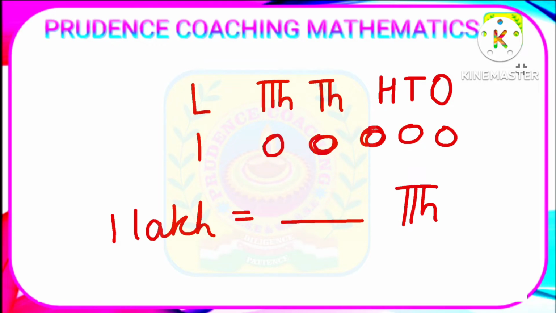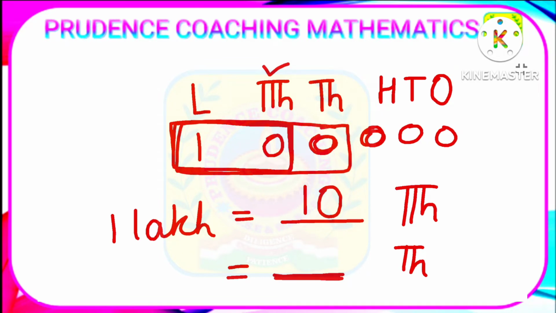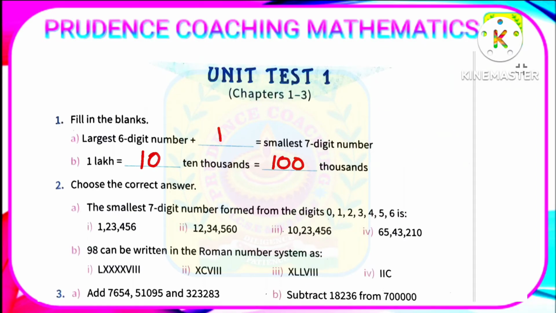Now in the question you are asked 1 lakh equal to how many 10,000s, and again it is asked how many thousands. So here 10,000 is here, so from here you need to do like this. So what you are getting? 10,000. So here you will write 10. Next you have how many thousands. So from here you need to make like this, so you are getting 100 thousands. Is this sum clear to you? Let us write the answer. So we have written 1 lakh equal to 10 ten-thousands and 100 thousands.